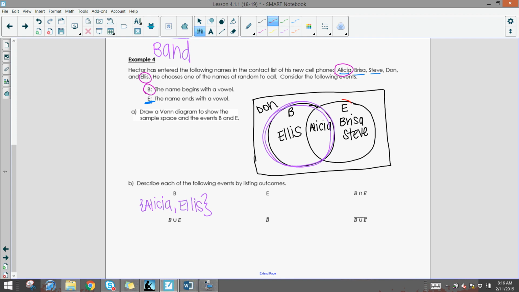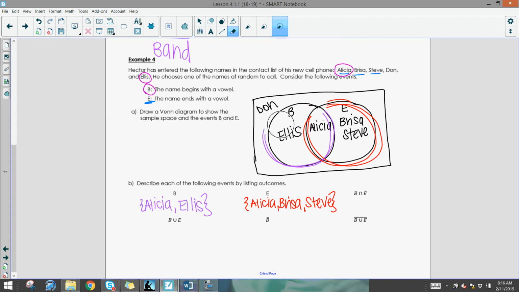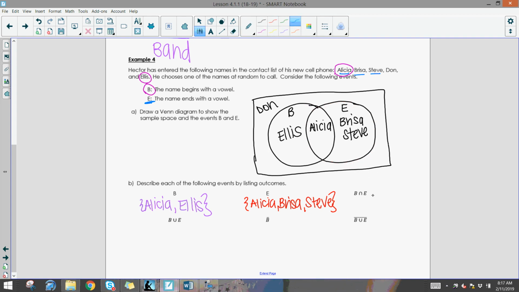Same thing with E. Okay, E is this whole circle right here. It's anything that you underlined in purple. So that is going to be Alicia, Brisa, and Steve. Okay. All right, so now, let's get rid of that. We have B and E. So and means we want them both to be happening. So that's just Alicia.